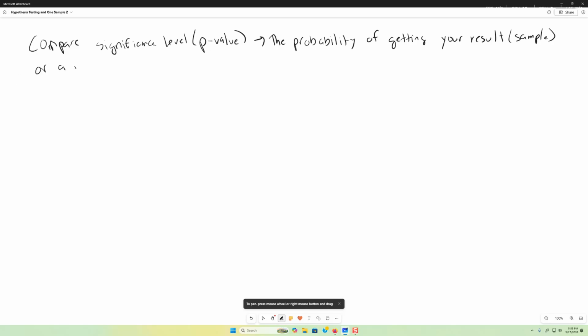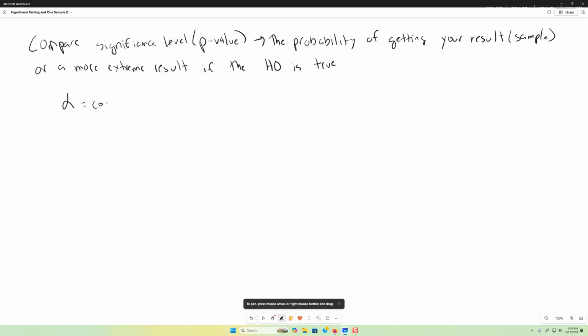Or a more extreme result, which is also something you'd want, right? You'd want something further in the tail. The probability of getting the result that you got in the sample, or a more extreme result, a bigger result, a better result for you, if the null hypothesis is true. So that p-value gives you the probability of getting a result that you got, or a better result, if the null is true. We generally set this, our comparison value, as our alpha.